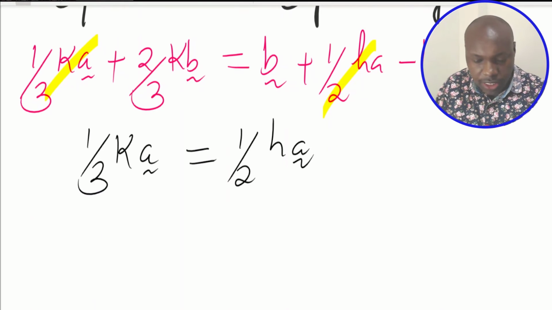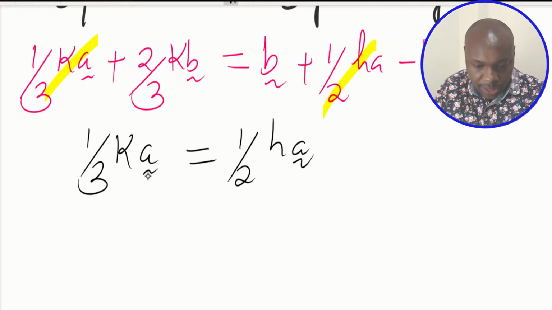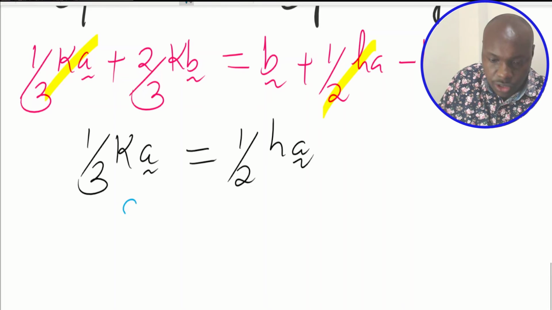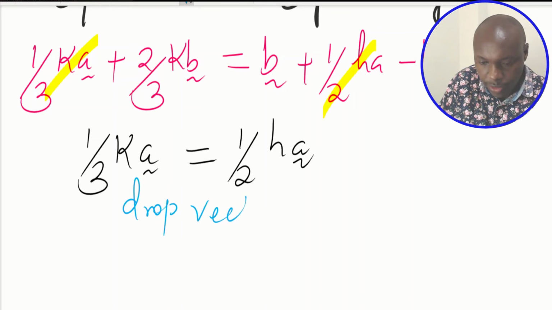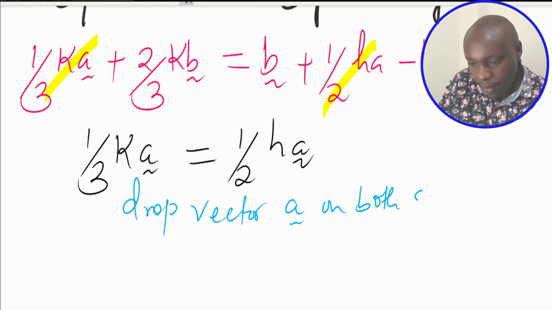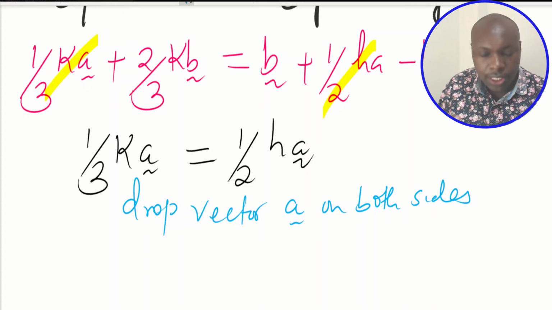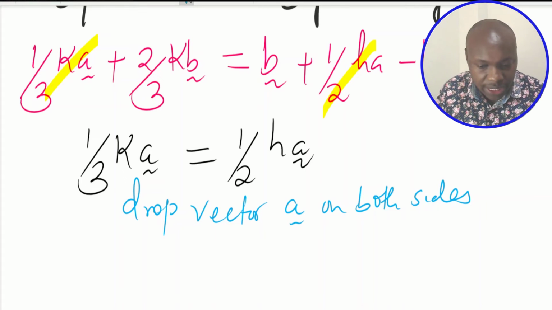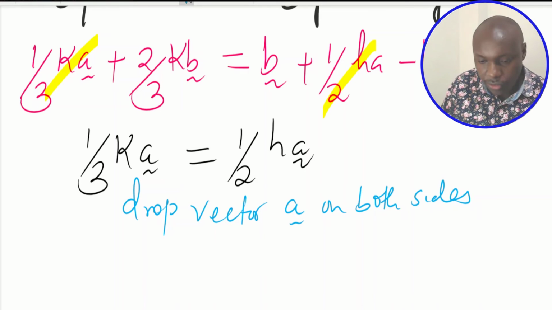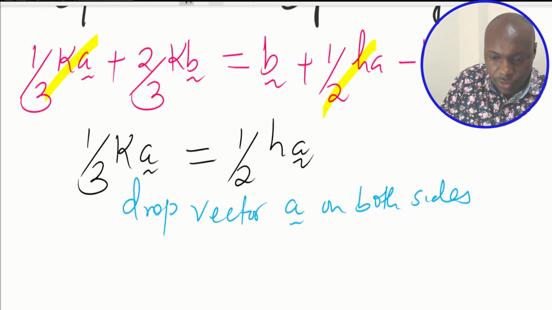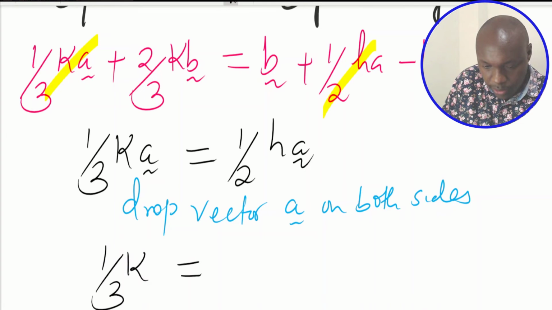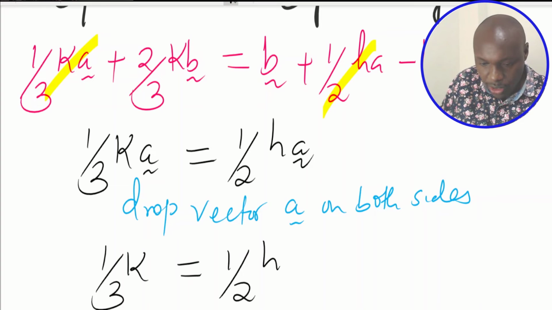From there you can see you have vector A on the left hand side, and on the right hand side you have vector A. So you can drop vector A on both sides, or simply divide both sides of the equation, the left hand side and the right hand side, by vector A. When you divide or drop, this is what you'll get: a third K is equal to a half H.